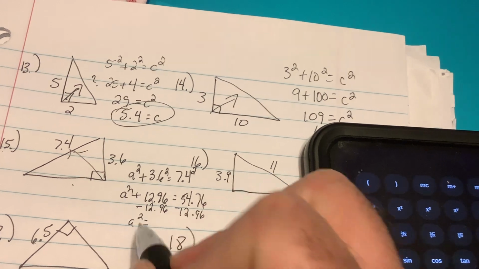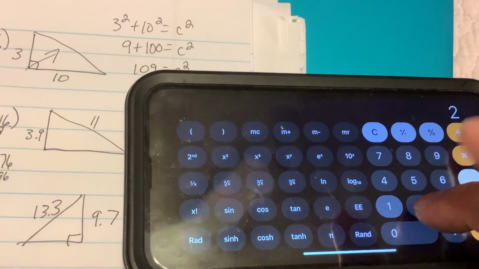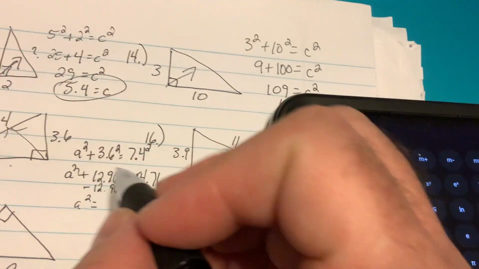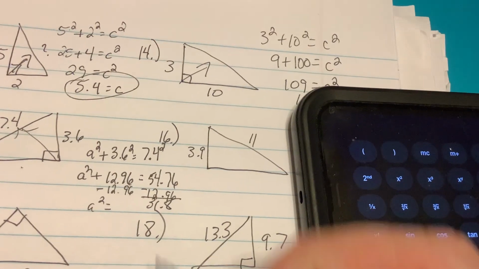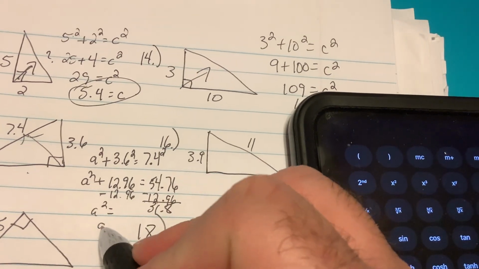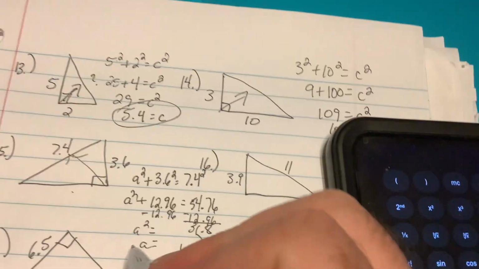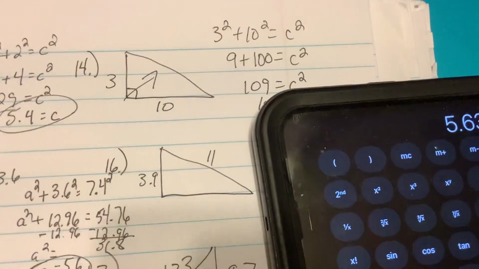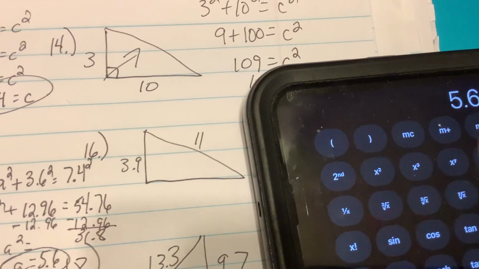Okay, so A squared is going to be, let's subtract 12.96, 41.8, okay, 31.8, and now you still need to square root it though. So A equals, and we're going to square root 31.8, is 5.6. Okay. So just one extra step when you're missing the leg. You just have to move the leg over there. So let's do this one.